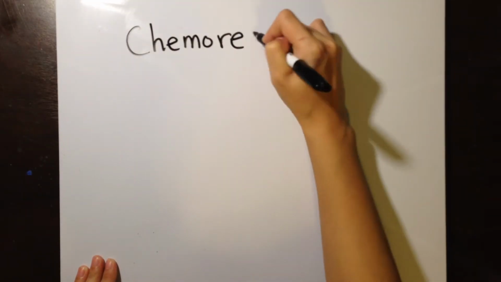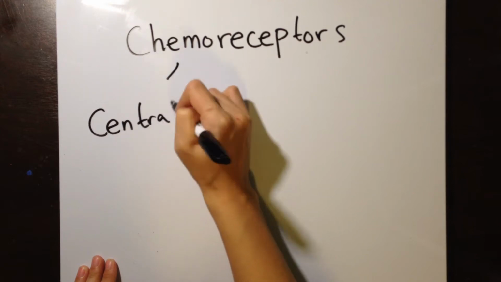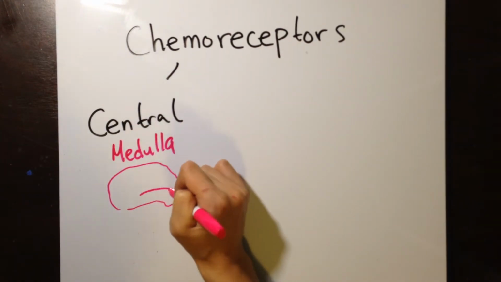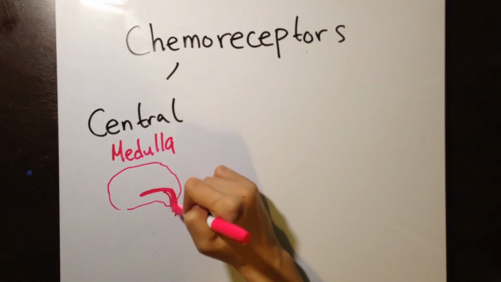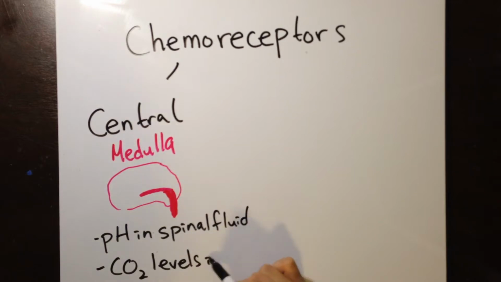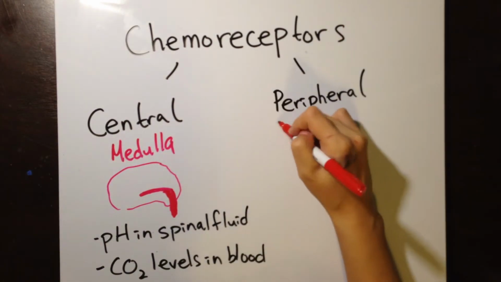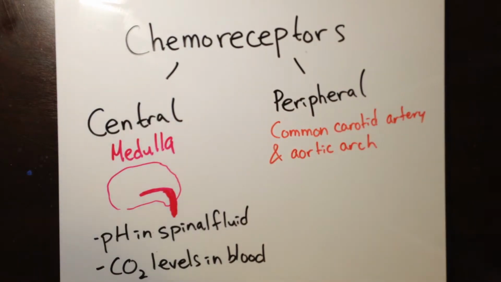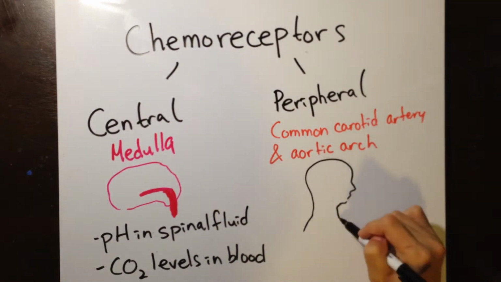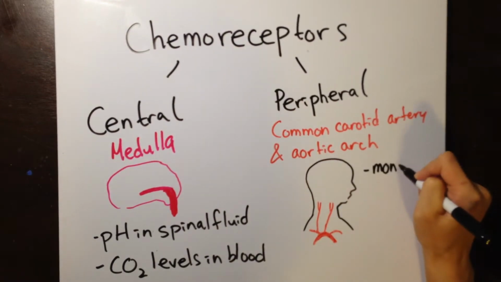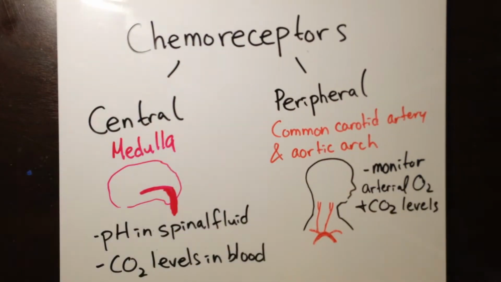The rate of breathing can be altered to maintain homeostasis. Humans have receptors in their bodies that maintain homeostasis called chemoreceptors. There are two types. Central chemoreceptors are located in the medulla. They directly monitor pH in the cerebrospinal fluid and indirectly monitor arterial carbon dioxide levels. Peripheral chemoreceptors are divided into two groups: the carotid body, located on the common carotid arteries, and the aortic body, located on the aortic arch. They both monitor arterial oxygen and carbon dioxide levels.